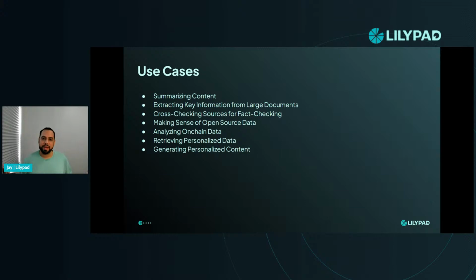Let's say you have news publications. You have a bunch of different news reporting, and you want to cross-reference those reports. You can develop all those reportings in one file and have it cross-reference those checks. Making sense of open source data. There's a ton of different open source databases out there that you can make use of. Of course, analyzing on-chain data, retrieving personalized data, and generating personalized content.